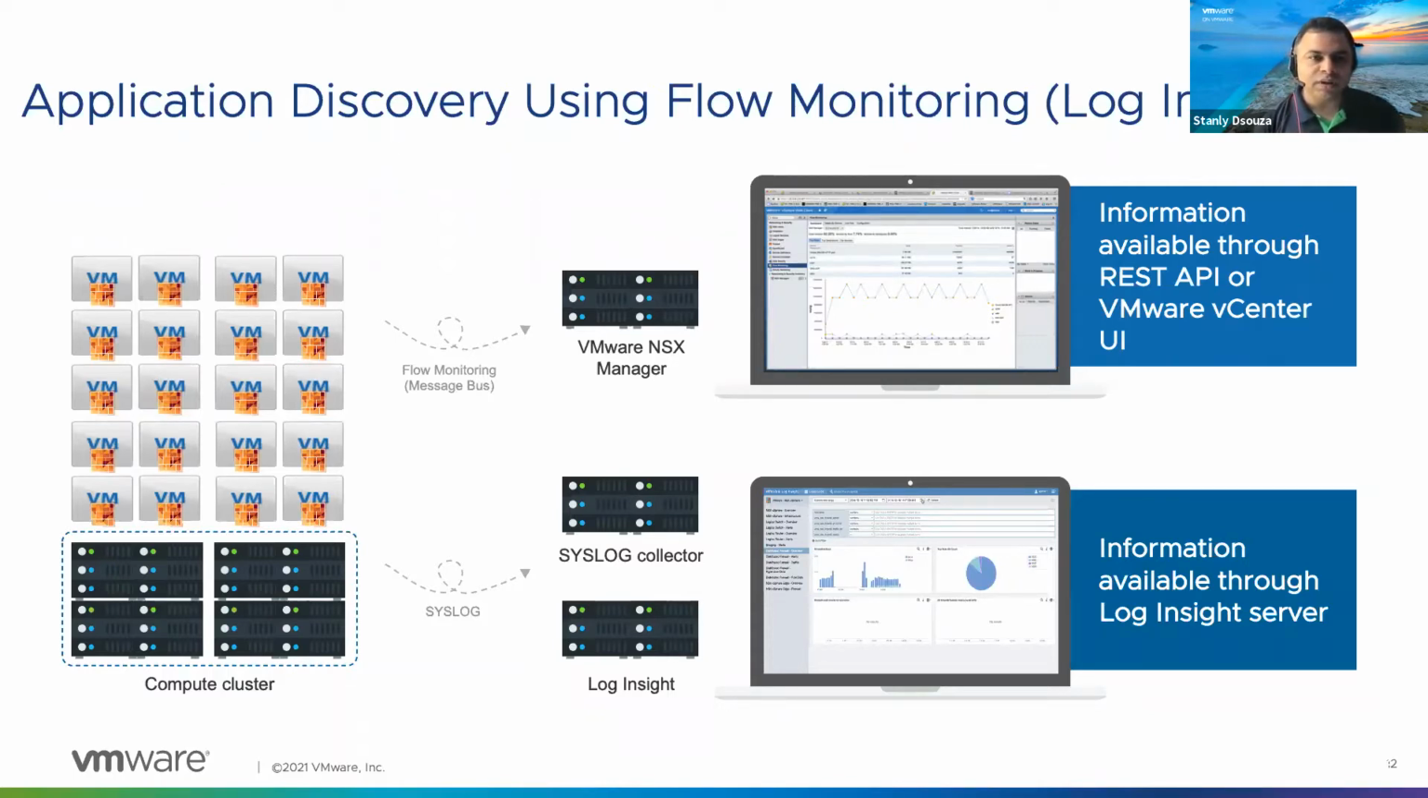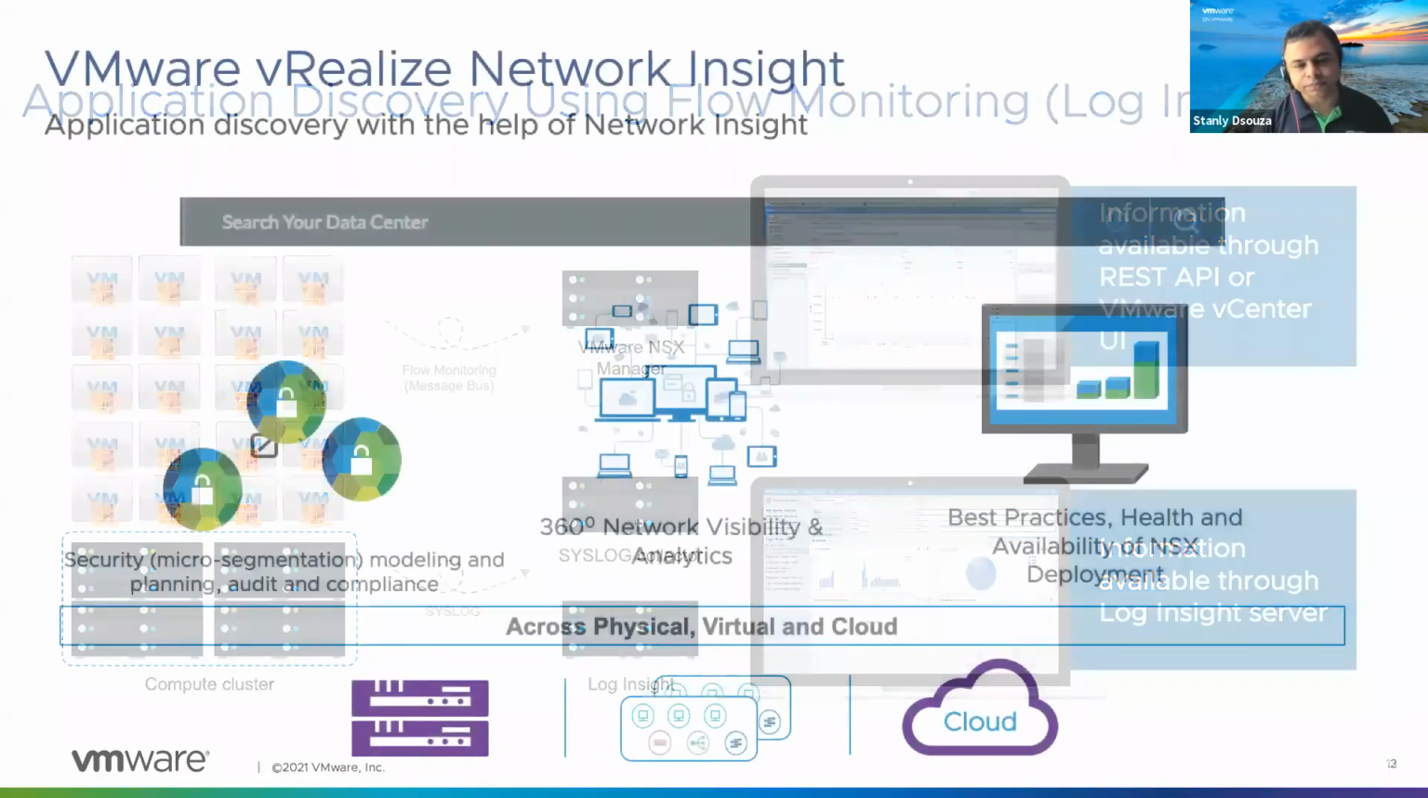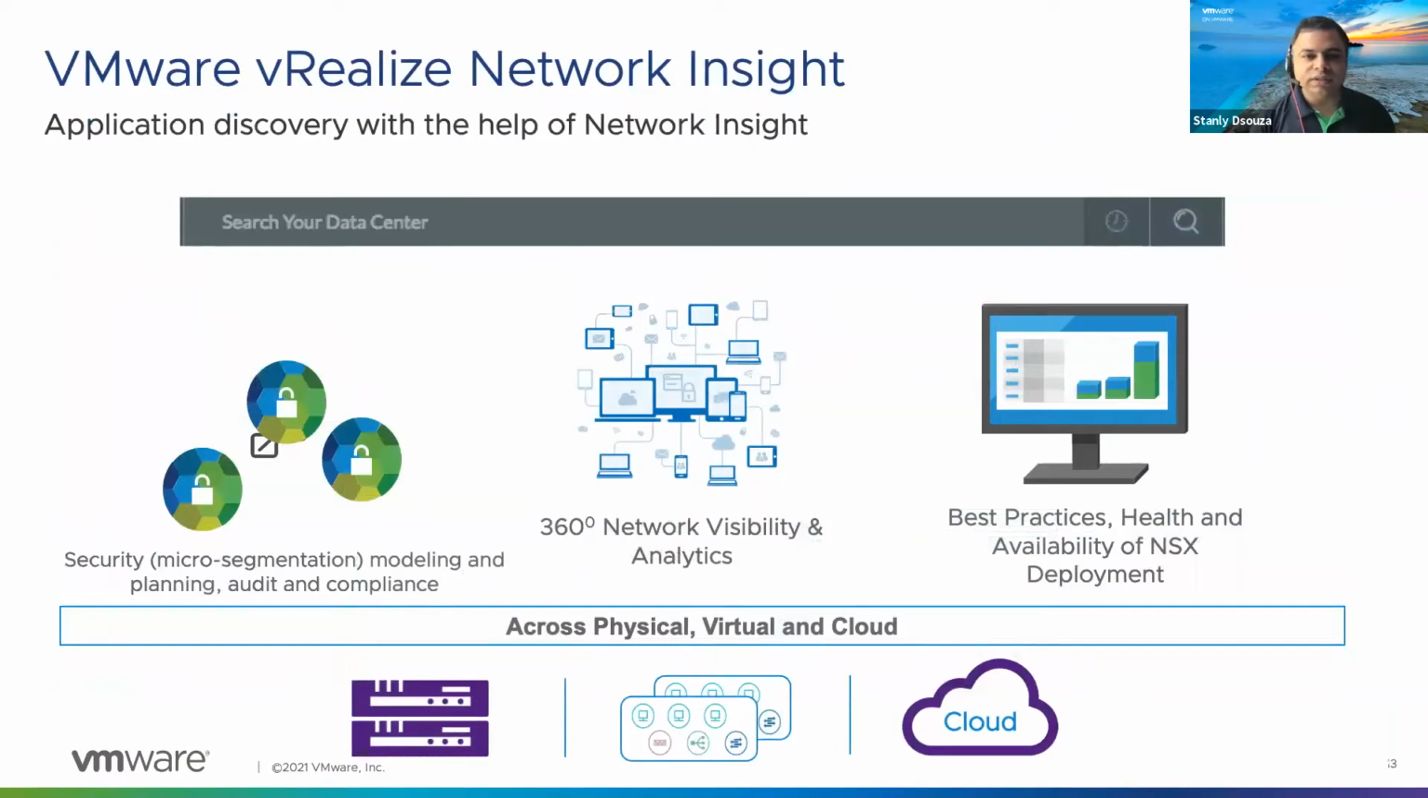We have been using Log Insight in our journey a couple of years back when we were doing a lot of manual efforts. But we have evolved from there, and we have been using another tool from VMware, which is vRealize Network Insight. So vRealize Network Insight gives us a 360-degree network visibility and also analytics. It also gives us the best practices, the health and availability of NSX deployment.